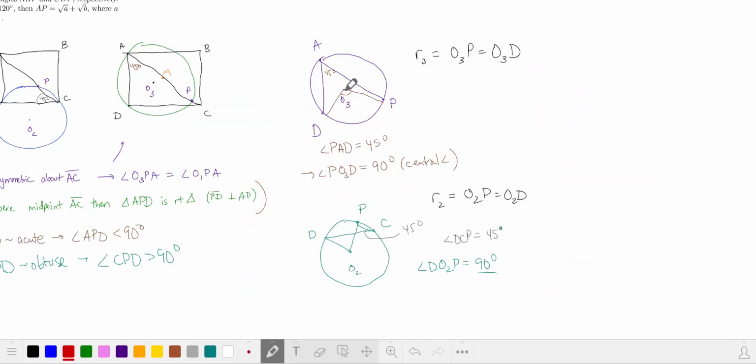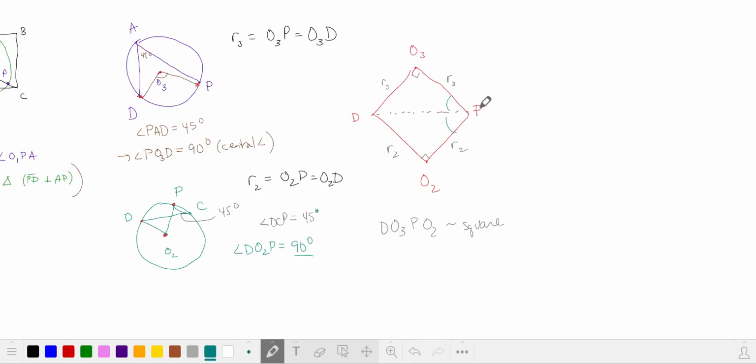We'll draw our quadrilateral that consists of O3, D, P, and O2. We have right angles at these opposite vertices and adjacent congruent sides, which makes this a square. So when I draw this diagonal DP, I have that the angles above and below the diagonal, O2PD and O3PD, these are congruent at 45 degrees. Let's call them Y for now.